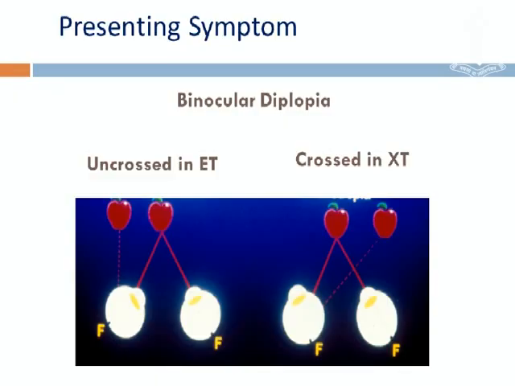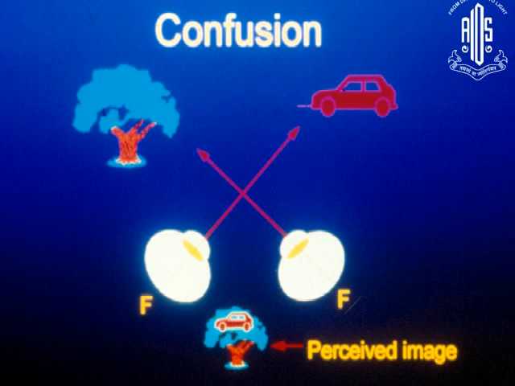The presenting symptom usually in these patients is binocular diplopia, which is present with both eyes open and disappears when one eye is closed. So when you have an esotropia, you have an uncrossed double image. When the eye is in XT, you have a crossed image. Some patients with neurogenic palsies don't complain of double vision. They have a visual confusion, the perception of overlapping of the images. Only smart patients may be able to come with this complaint.